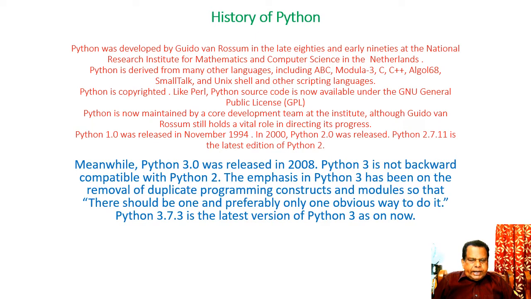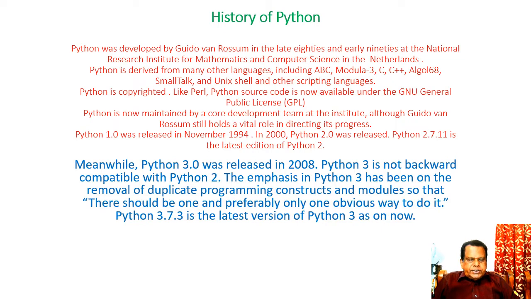Python is copyrighted. Like Perl, Python source code is now available under the GNU General Public License (GPL). Python is now maintained by a core development team at the institute, although Guido van Rossum still holds a vital role in directing its progress.